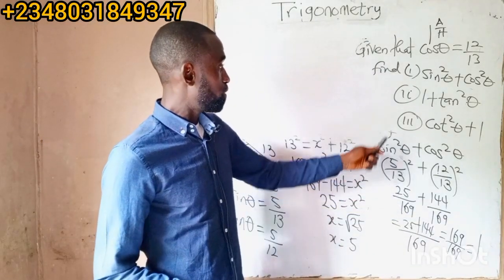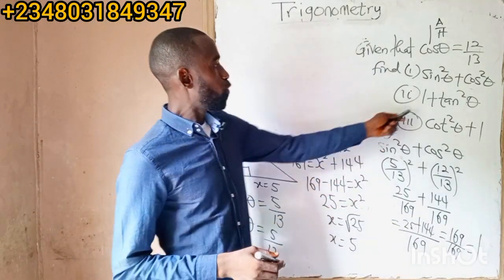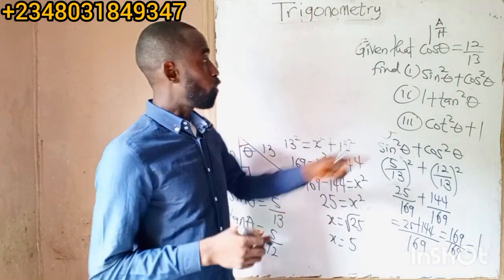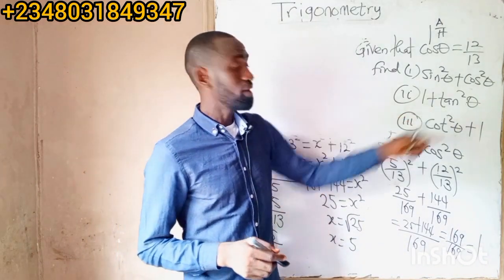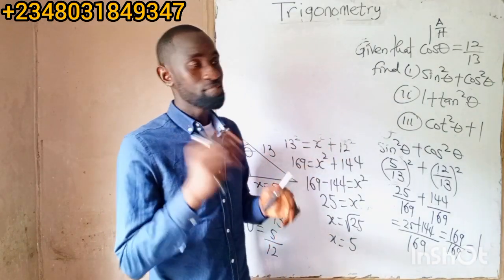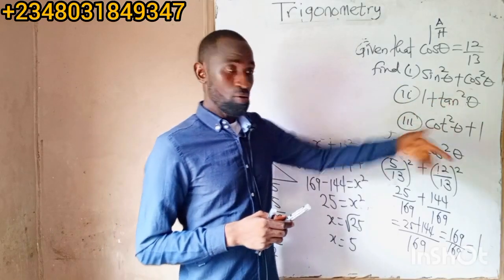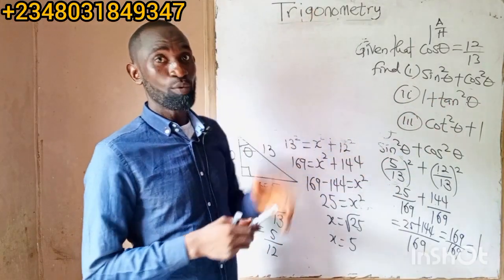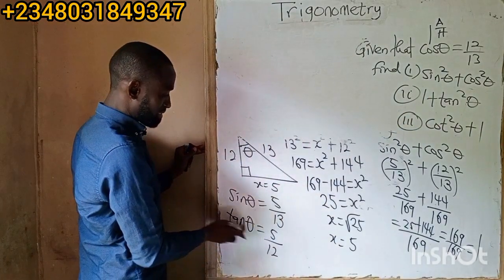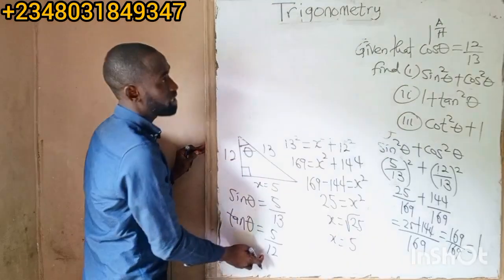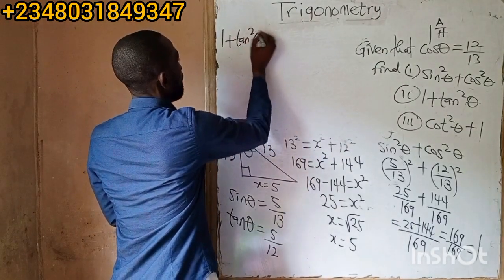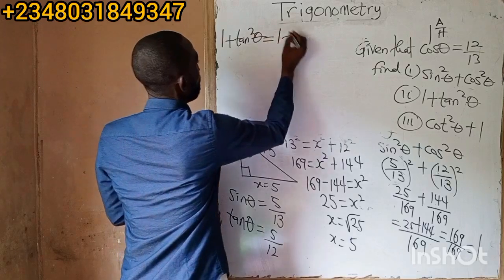Let's solve question number 2. We have to find 1 plus tan square theta. And we know that under the basic identity, 1 plus tan square theta is equal to sec square theta. I can solve this question in 2 ways. Either I solve it like this, or I use my basic identity. So if you want to solve it like this, we know that our tan theta is 5/12. Okay? Let's go.